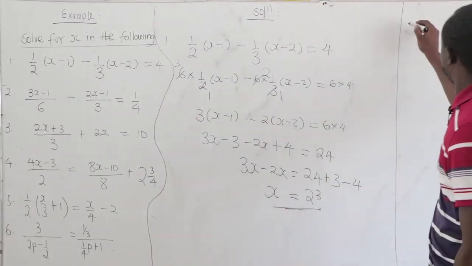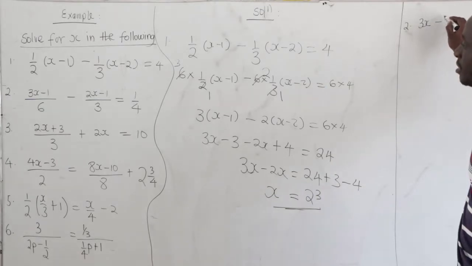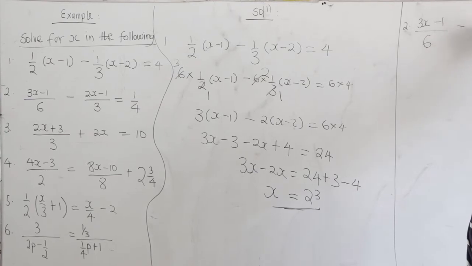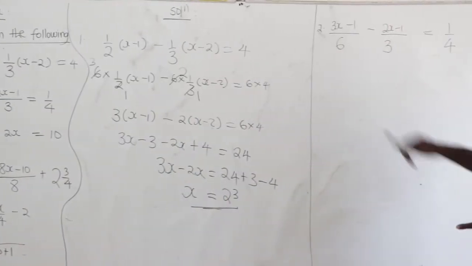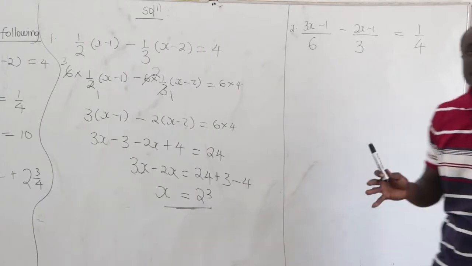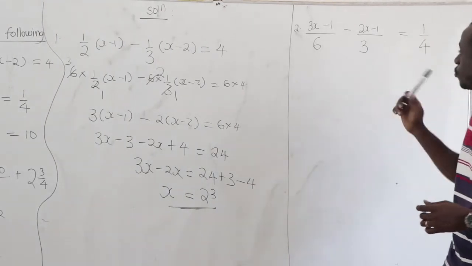Now let's see the second question. We have 3x minus 1 all over 6 minus 2x minus 1 all over 3 equal to 1 over 4. Now, what is the LCM? We have 6, 3, 4. Clearly, the LCM, the least common multiple, is 12. So we multiply 12 by each term.